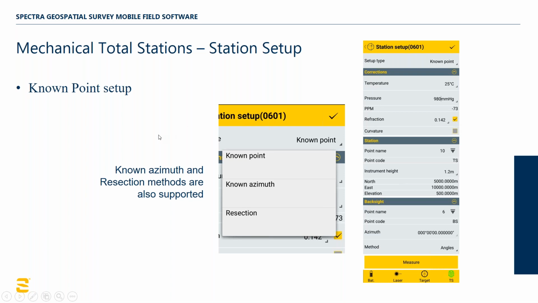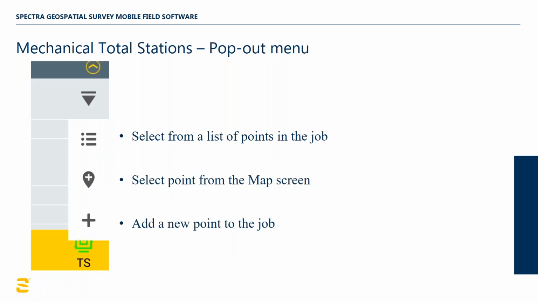You can do angle sets, rounds, I guess a lot of people call it, and do multiple angle sets. You could do a backside azimuth only, or you can do a known point backside. This is just access to my point manager.